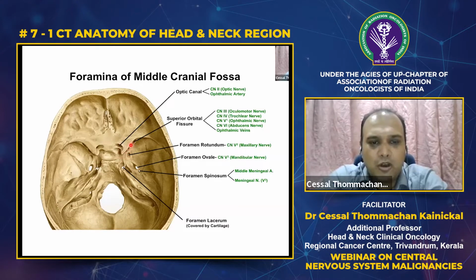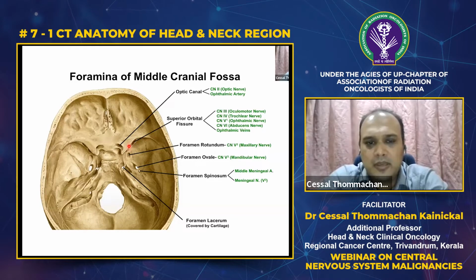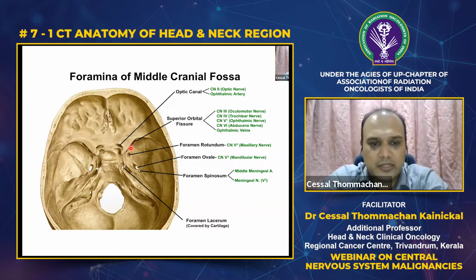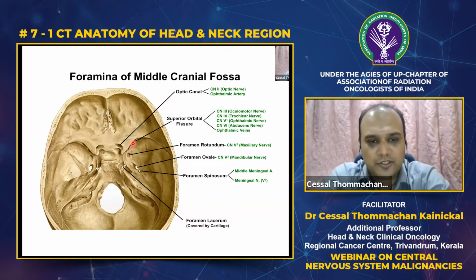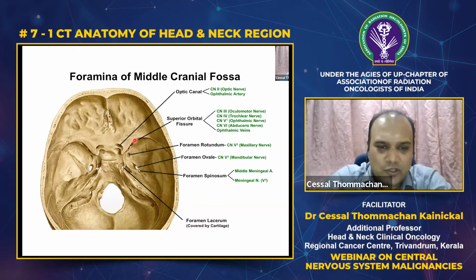Then you have the superior orbital fissure, which transmits the 3rd, 4th and 6th cranial nerves and also the first division of the 5th cranial nerve, that is the ophthalmic nerve. This is the area which covers the cavernous sinus. You have the groove for the internal carotid artery.